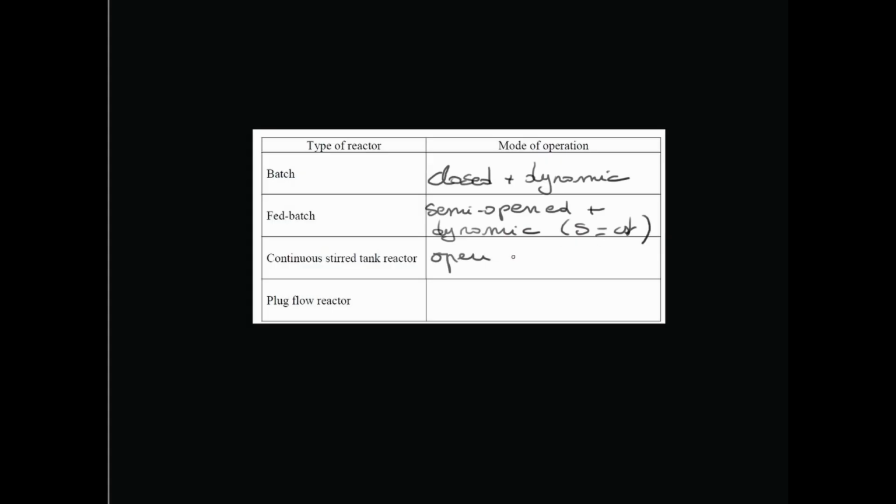A continuous stirred reactor is an open reactor and it functions at a steady state. And for a plug flow reactor, there are two ways to look at it. If you look at the entire reactor, it is open and it works at a steady state. But if you look at a slice of volume dV, it is closed and in a dynamic mode. Dynamic means that parameters are variables.